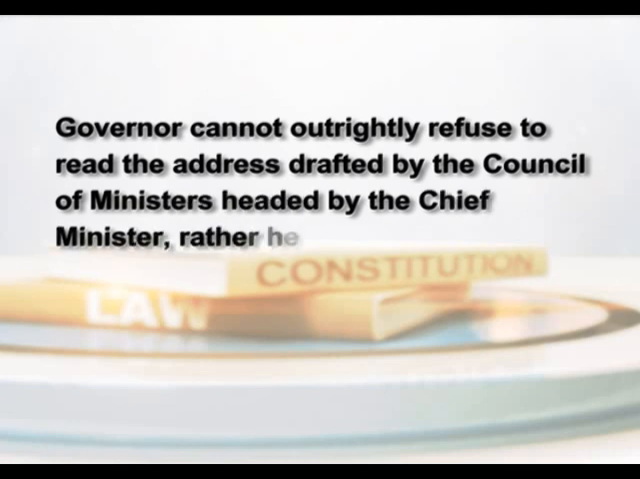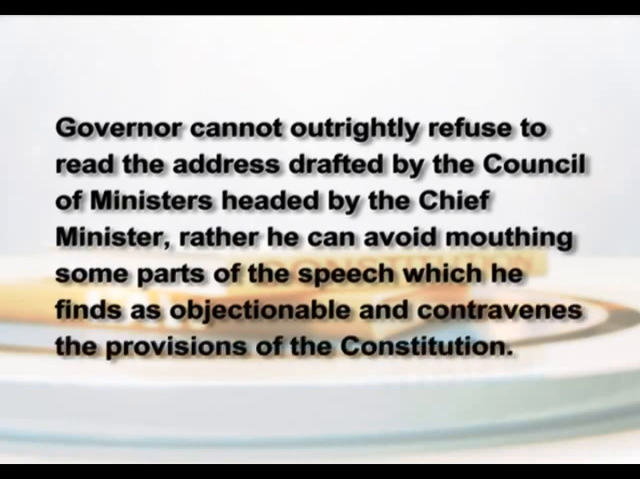Conventionally, such an address is drafted by the Council of Ministers headed by the Chief Minister. So probably they might contain certain objectionable matters which the governor might find politically unsavory and constitutionally improper. Hence the question arises whether the governor can refuse to read such an address prepared by the Council of Ministers. The opinion of the jurists in this regard converges on the point that the governor cannot outrightly refuse to read the address drafted by the Council of Ministers headed by the Chief Minister. Rather, he can avoid mouthing some parts of the speech which he finds objectionable and which contravene the provisions of the Constitution.